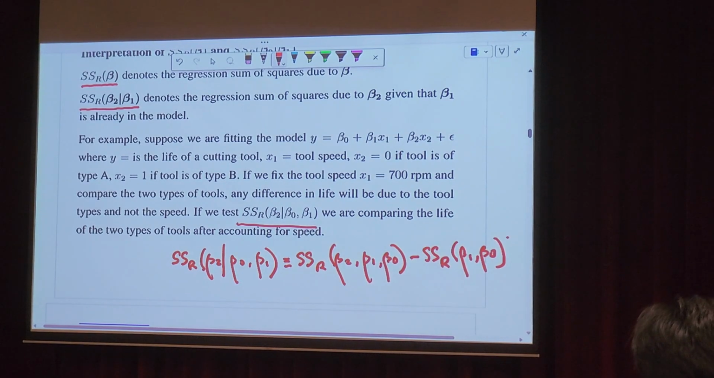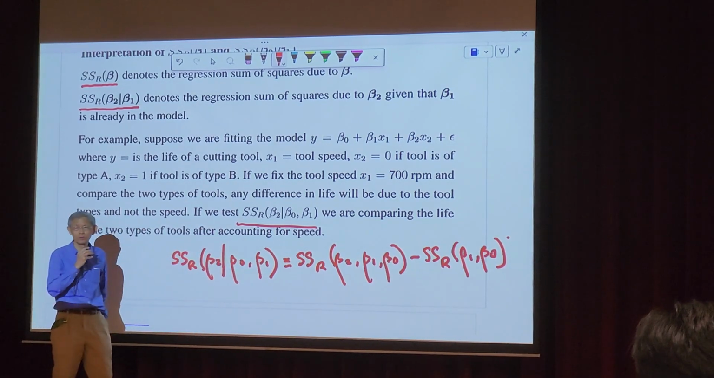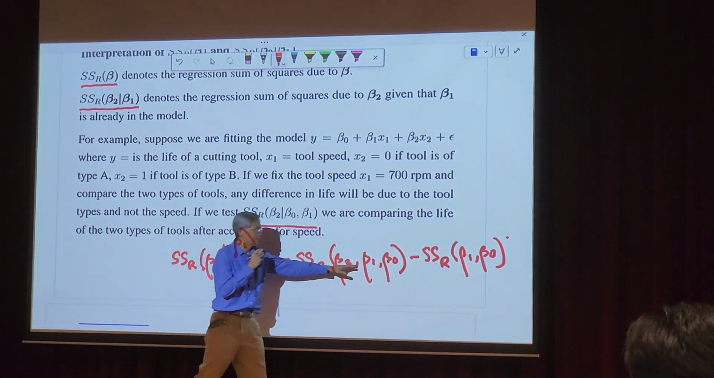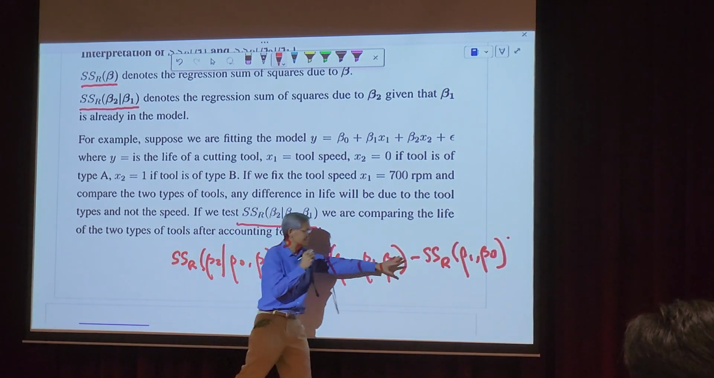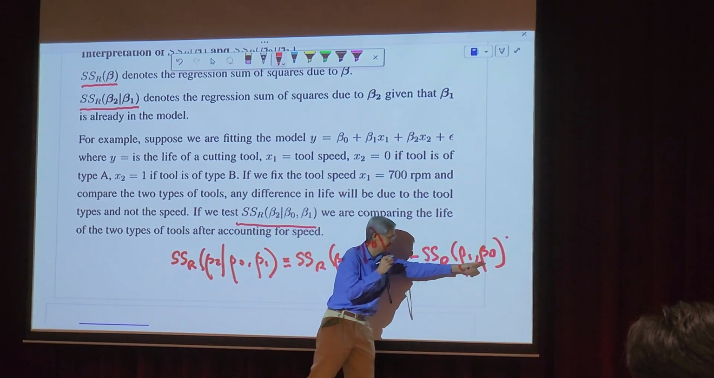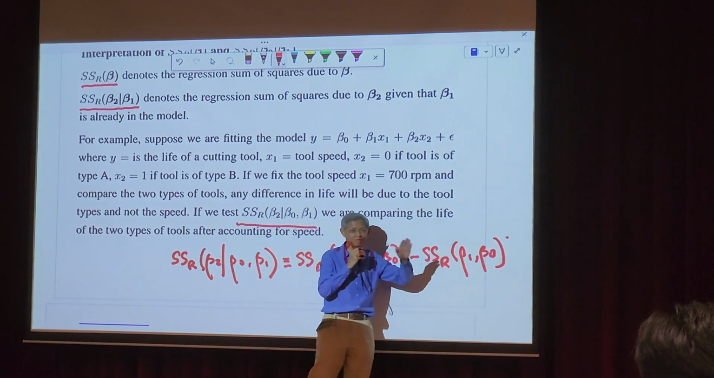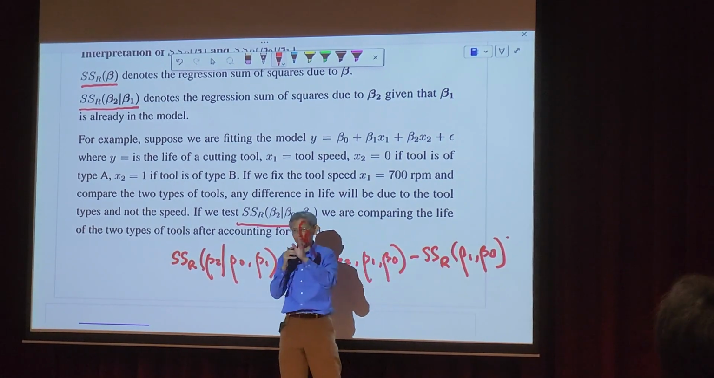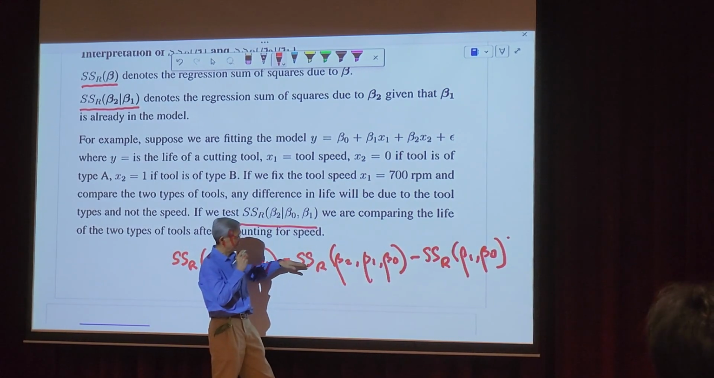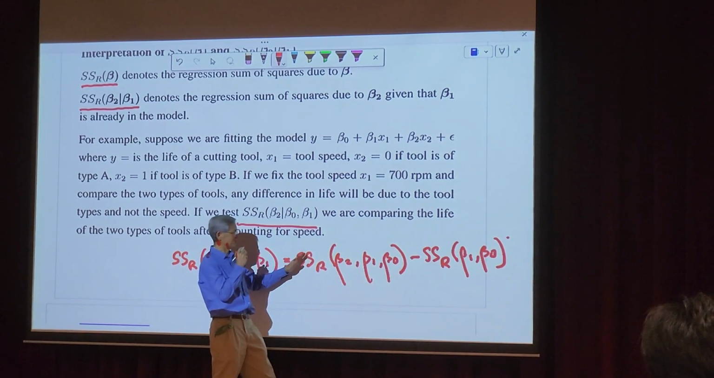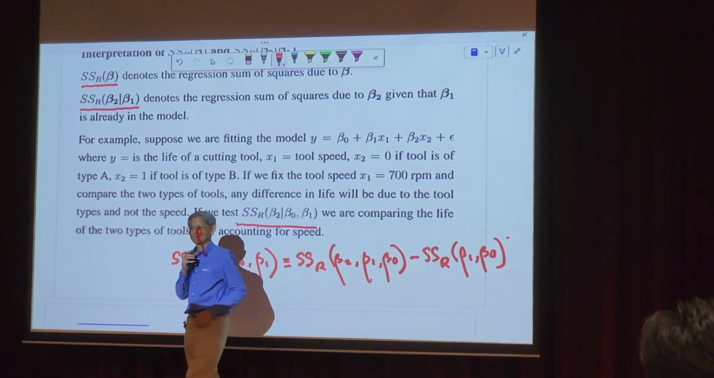So that's our definition, right? SSR beta 2, given these two, is the difference between these two. Now, these two are easy to understand. Now, what is this? This is the sum of square of regression when you fit a model with speed alone. And this is the regression sum of square when you fit a model with speed and the two time.